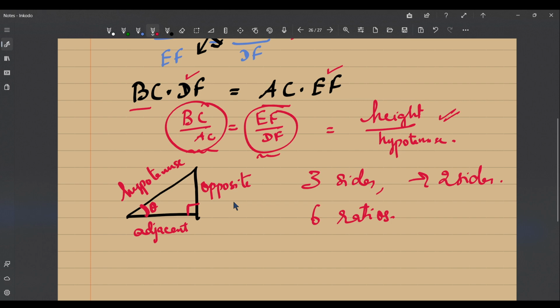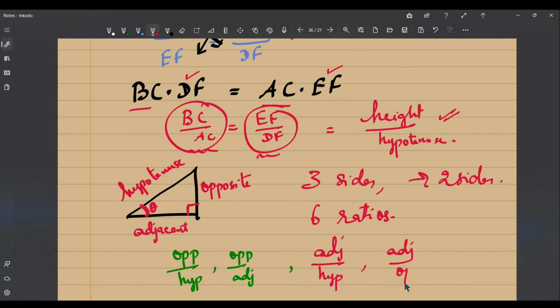So what would be our first ratio, or let us just write down whatever ratios are possible with these three sides. Of the first one, let's see what are the ratios possible with the numerator as the opposite side. It's opposite by hypotenuse and opposite by adjacent. And what if we have adjacent in the numerator? How many ratios can we have? Adjacent by hypotenuse and adjacent by opposite, right?